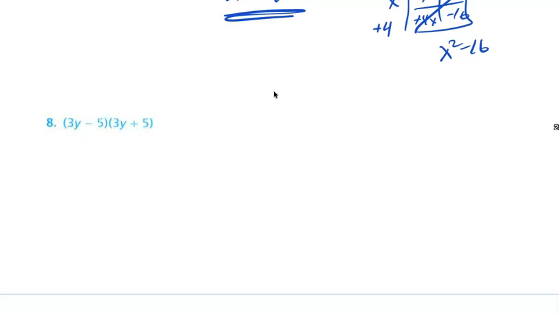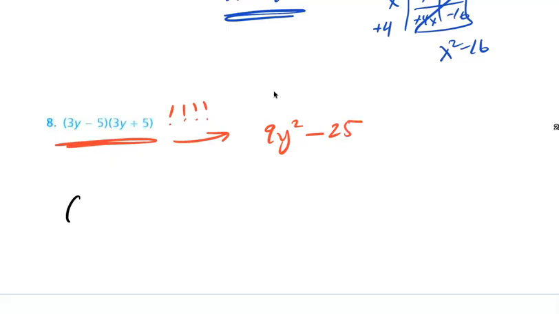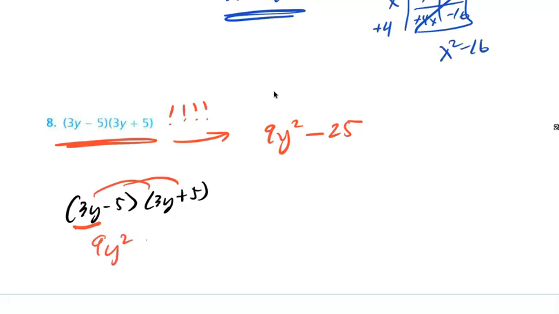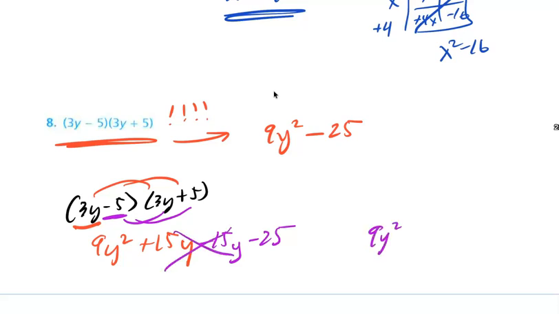So again, the last one I'm going to do here, just real quickly. I'm like, oh, difference of two squares. Boom, boom, boom. So all we're going to do is 3 squared, which is 9, minus 5 squared, 25. Or you could distribute. Or area model. All right, if I was doing this, get that 3 times all of them, so 9y squared plus 15y, get that negative 5 times all of them. So I get minus 15y minus 25. These cancel, and you get 9y squared minus 25.